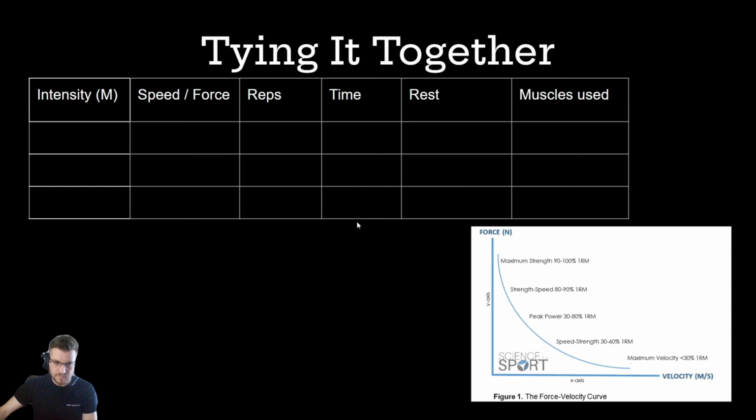Time, again, working time, working sets, total time spent, time in the sets, time per workout. It could be a lot of different things. Just keep the idea of time in there. Rest is how much time you're not working. And so that would be, again, based on minutes. It could be rest between sets, rest between exercise. There's rest all over the place. And then muscles used is sort of, think upper body, lower body, total body, back, something like that. And that would be sort of that.